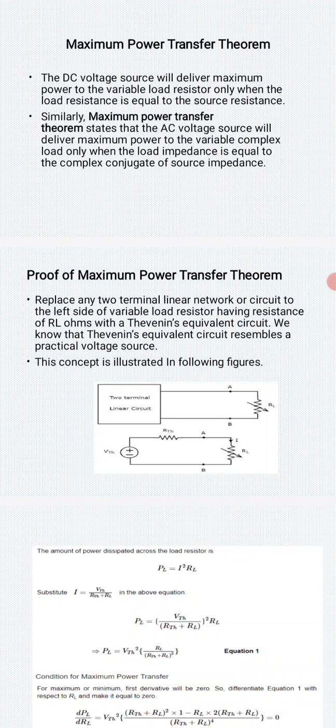We can see the two terminal linear network connected with the load resistance. The second diagram shows the corresponding Thevenin equivalent circuit. We have to calculate V Thevenin as well as R Thevenin using the Thevenin theorem. Then we connect it with the load resistance. From this we can calculate the load voltage and the load current.